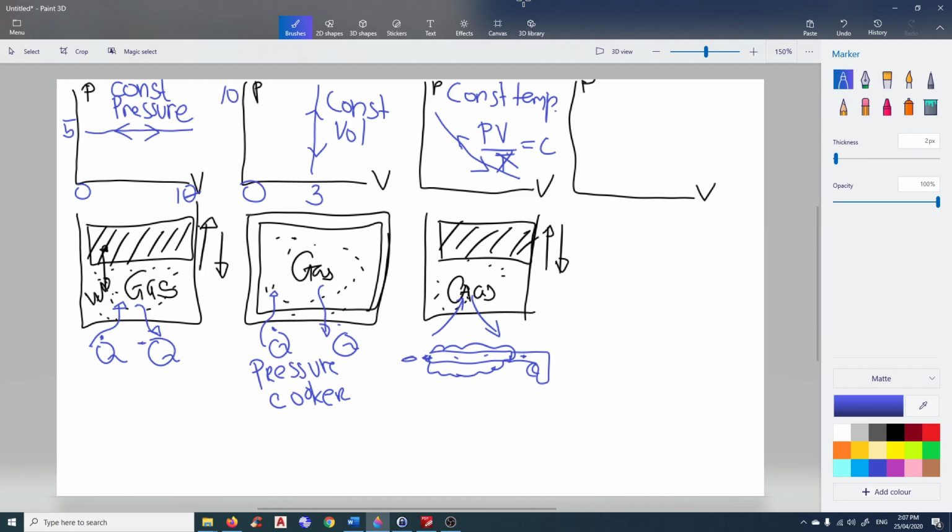The next one we're going to look at is what we call polytropic process. So polytropic.